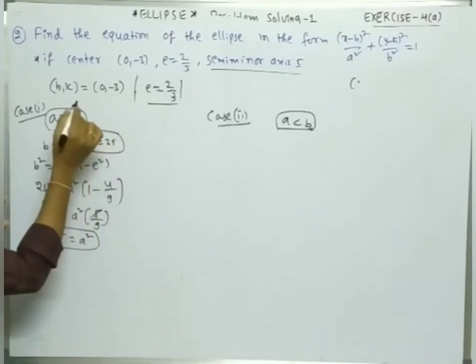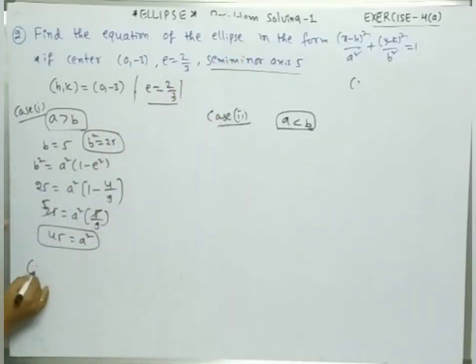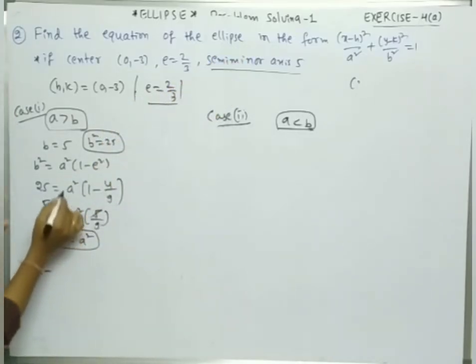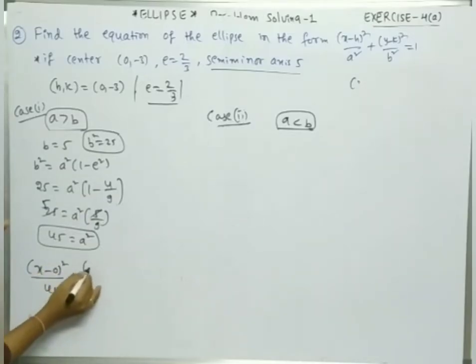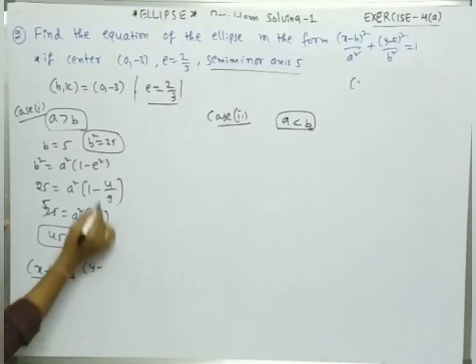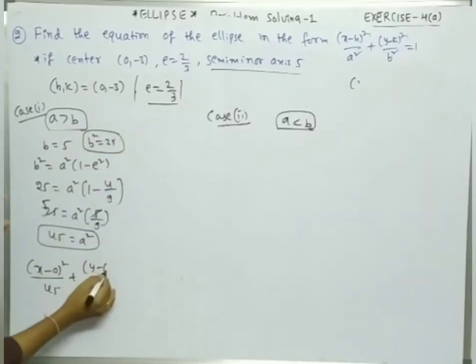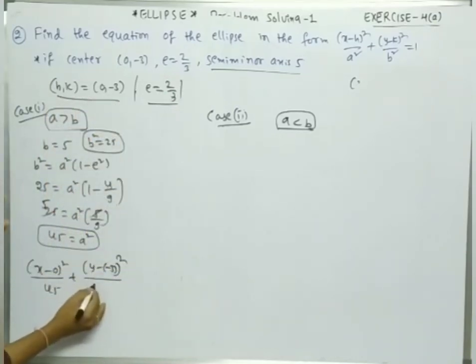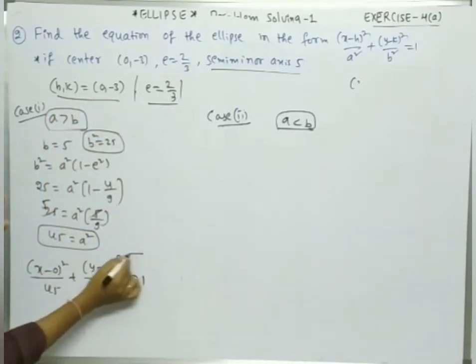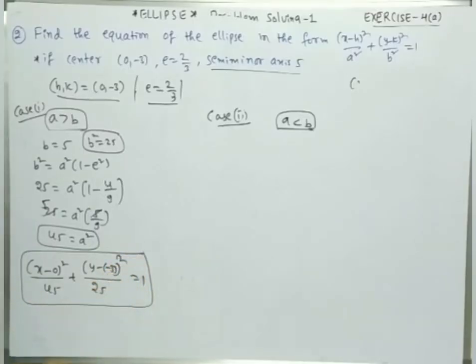Substitute in that equation, you will get x minus h, what is h? 0, whole square by a square 45 plus y minus k, this is minus 3, h comma k given, whole square by b square 25 is equal to 1. So in this case, this is the equation of the ellipse. Okay.